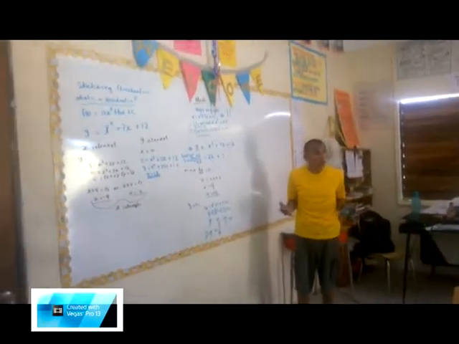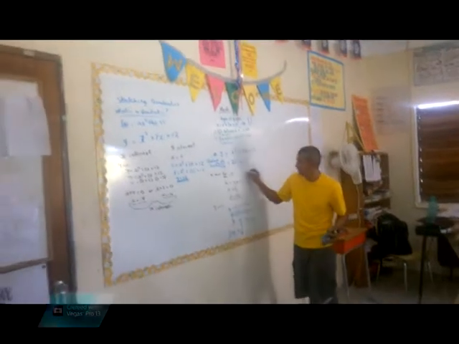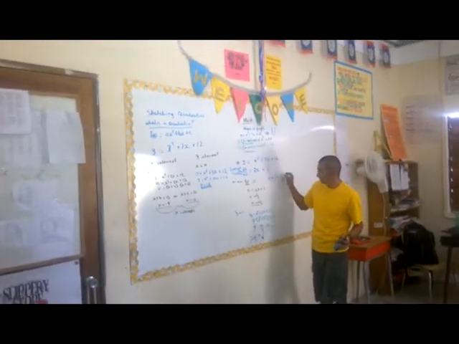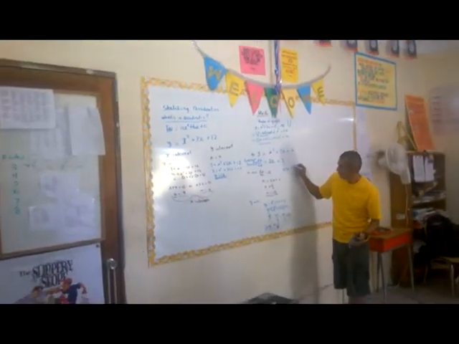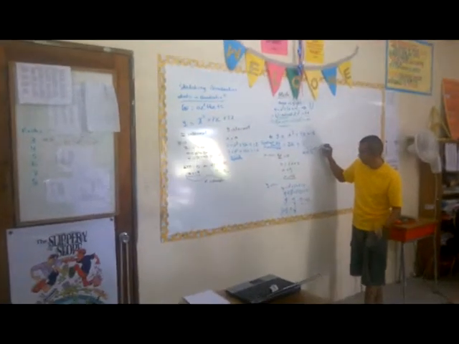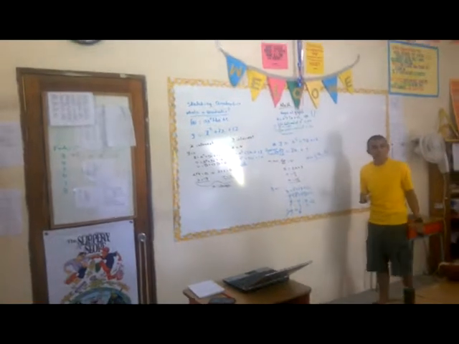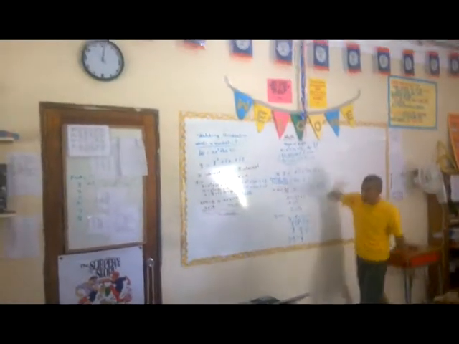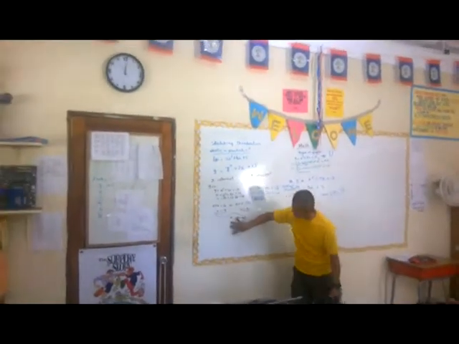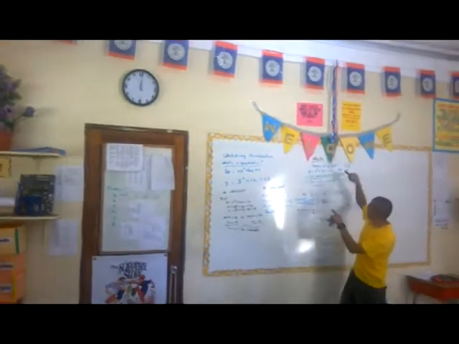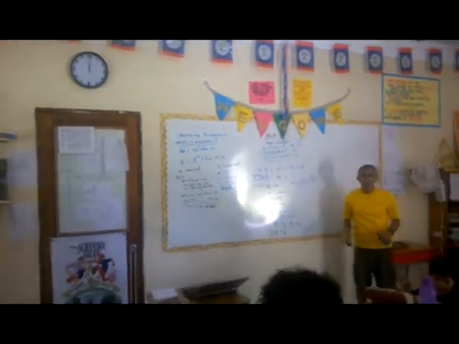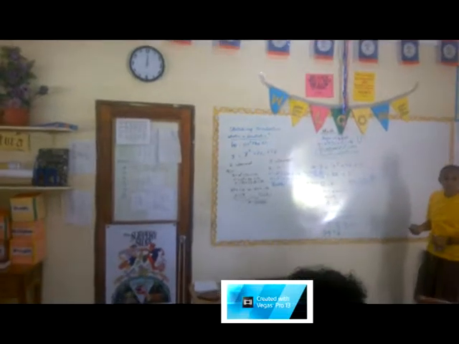Now, do we know the minimum coordinate? The minimum coordinate is what? Negative 3.5, minus 1/4. That is the minimum coordinate. Now we know the minimum coordinate, we know the y-intercept, we know the x-intercepts, and we know the shape of the graph. So let's sketch. That's all we need.